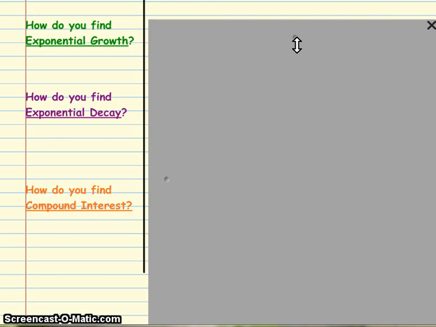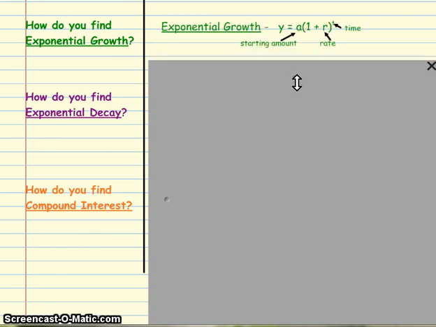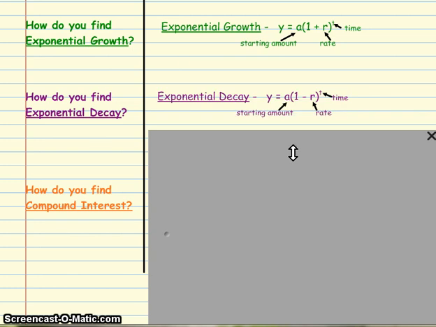Exponential growth. Exponential growth has the equation y equals a times the quantity of 1 plus r to the t. And a represents the starting amount, r is the rate, and t represents the time in years. Okay, that is growth. Exponential decay is almost the exact same equation, except it is decaying, so it's going down. So instead of 1 plus r, we've got 1 minus r.